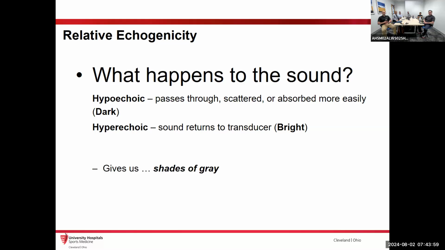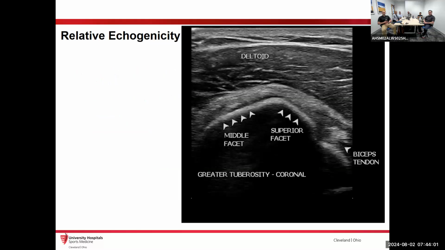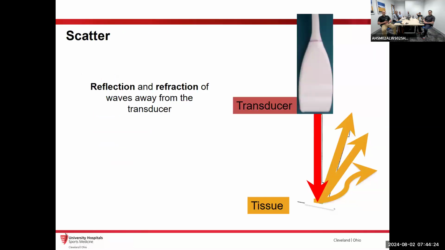That's going to give us shades of gray. And so you can kind of see here, right? The biceps tendon here is hyperechoic compared to the deltoid, but it's hypoechoic compared to the bone. So it's got to be in relation to something. And then you can kind of go backwards from there, right? So hypoechogenicity is relative within the field of view.